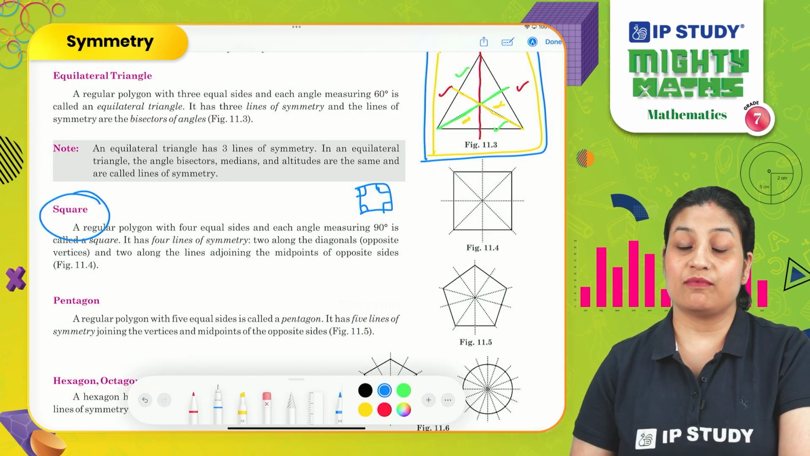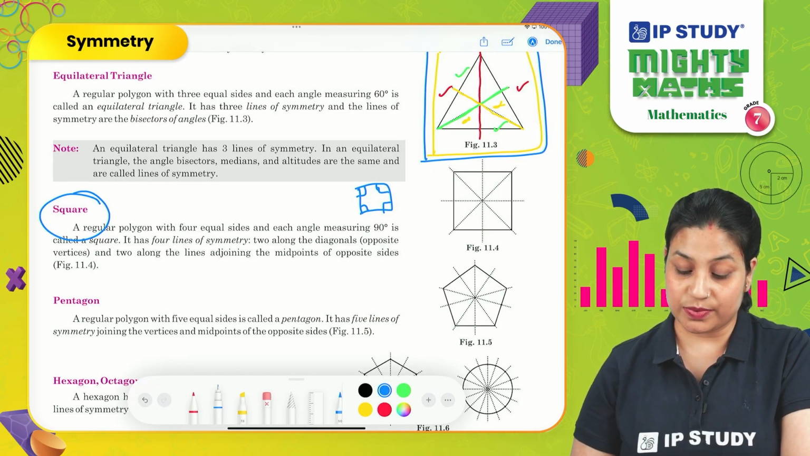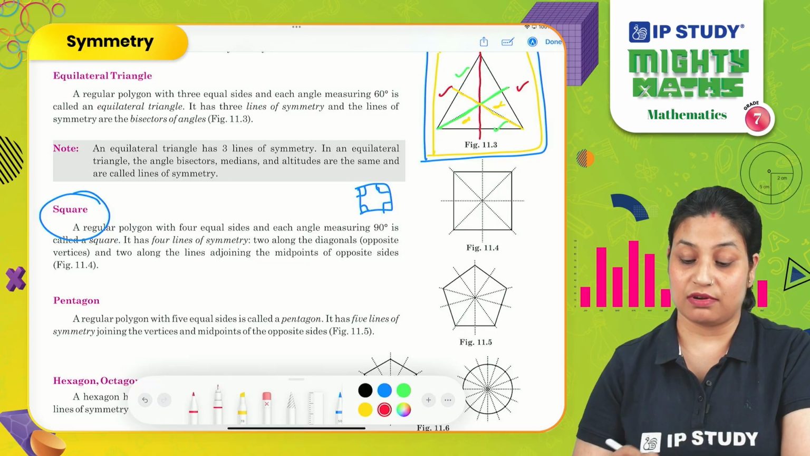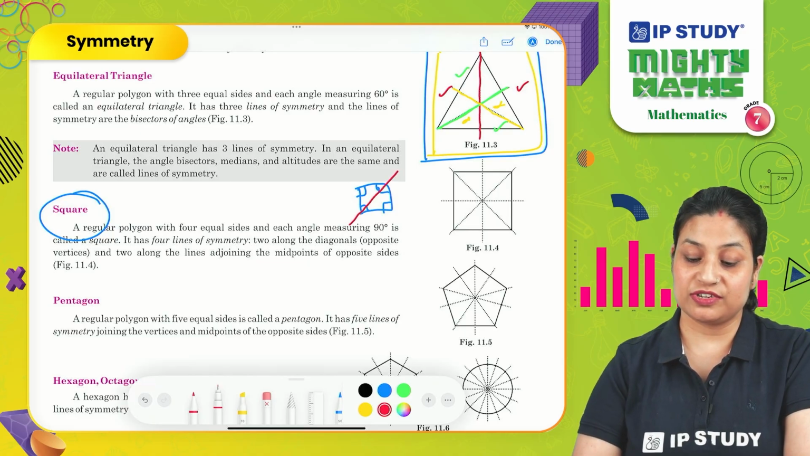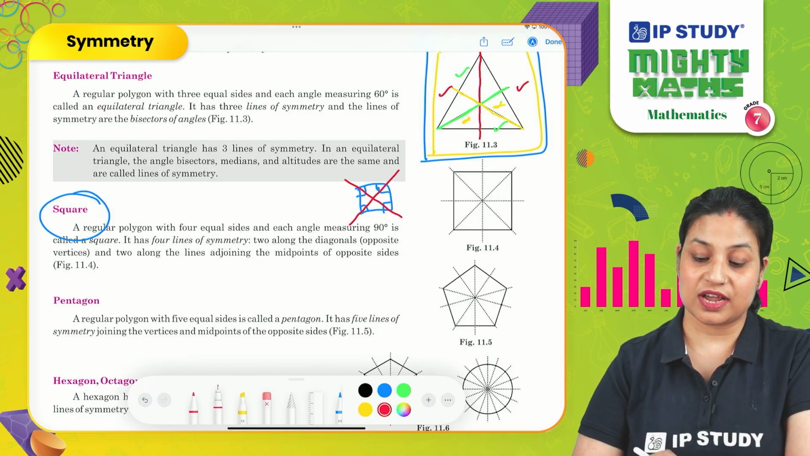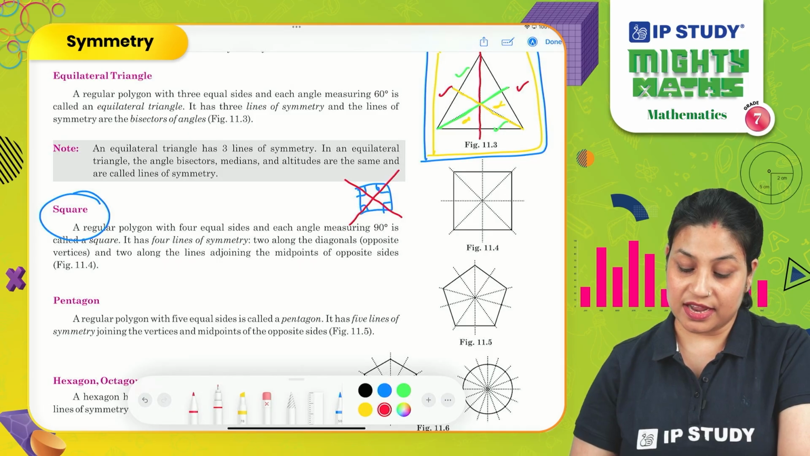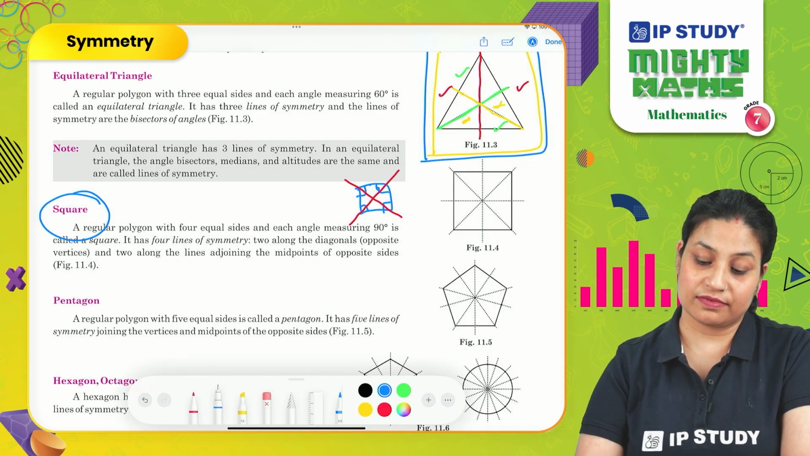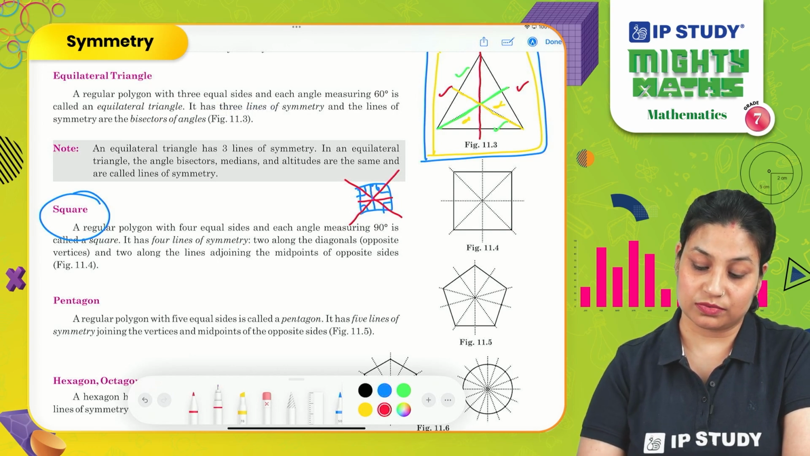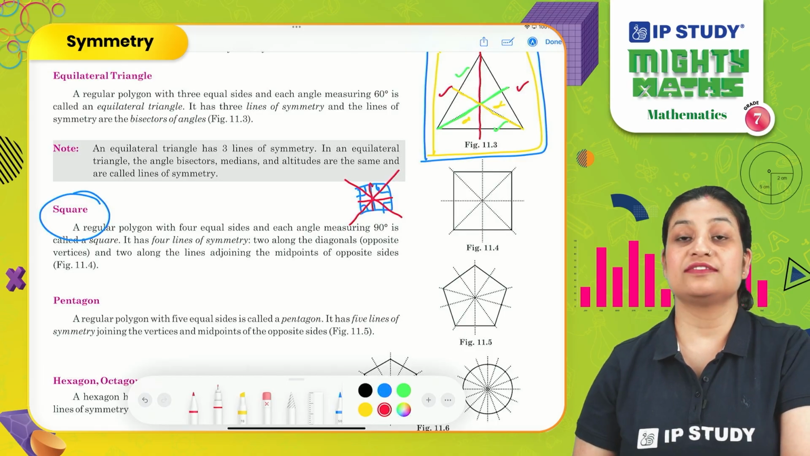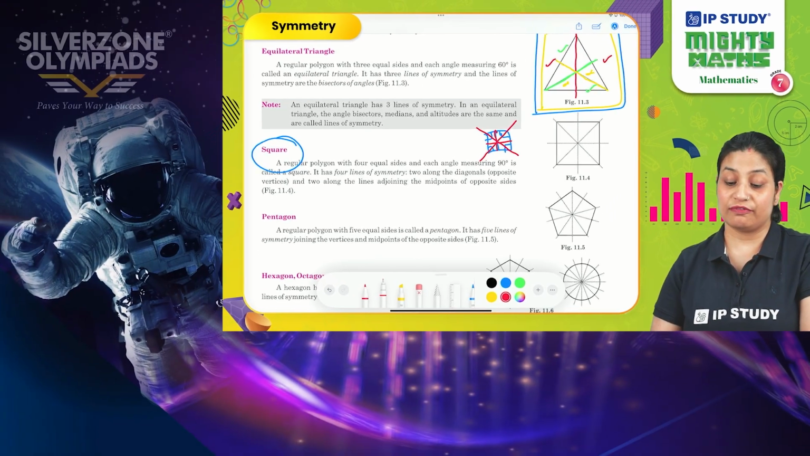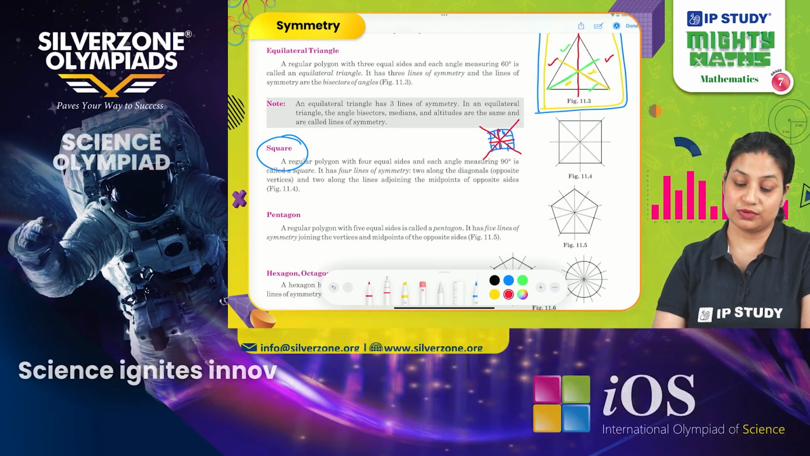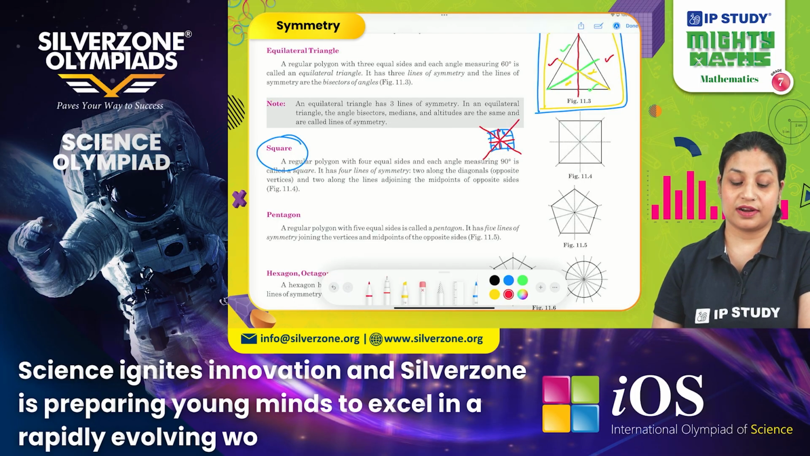Now, if I want to draw lines of symmetry for the square, from where can I draw? 2 lines of symmetry can be drawn along the diagonals. So I have these 2 lines of symmetry, right? And other lines of symmetry can be drawn joining the midpoints, right here, these 2. So how many lines of symmetry did I get for this square? I got 4 lines of symmetry, 1, 2, 3 and 4, right?